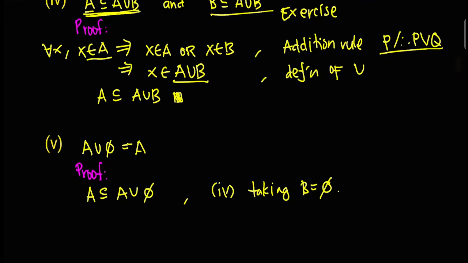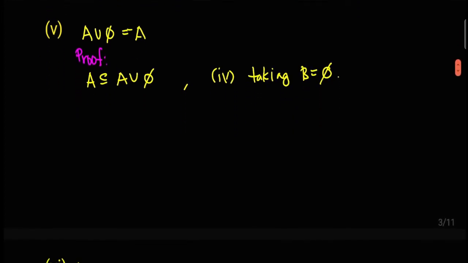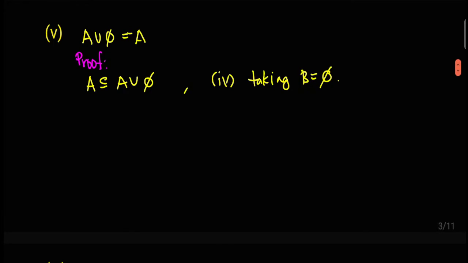Now, we only need to show the other inclusion. All we need now is to show that A union empty set is also a subset of A. So how do we do that? This is what we want to show. We're already done with the first inclusion, that A is a subset of the union. So this time we're going to show that the union is a subset of A as well.